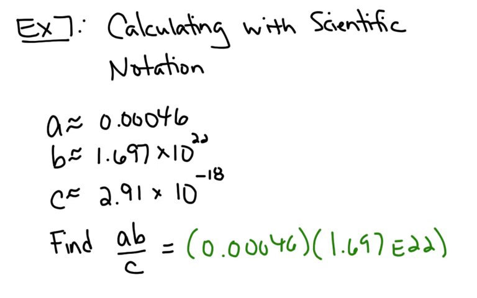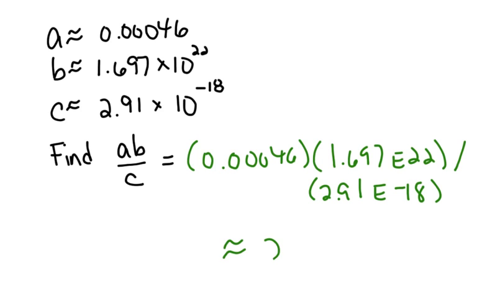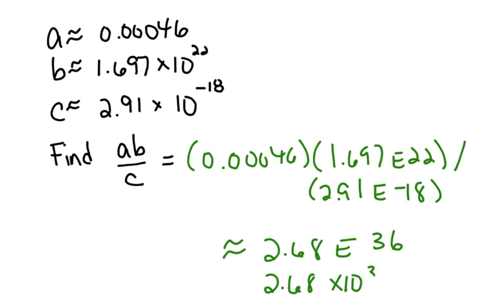1.697E22. Remember, you have to hit second comma, and then you put in the exponent. The calculator understands that the E means times 10. And then I would use the division key, parentheses, 2.91E-18. And then the calculator should spit out 2.68E36, which is 2.68 times 10 to the 36. Please do not leave E in your answer. That always irks me. Please convert it back to times 10 because that's the appropriate notation.